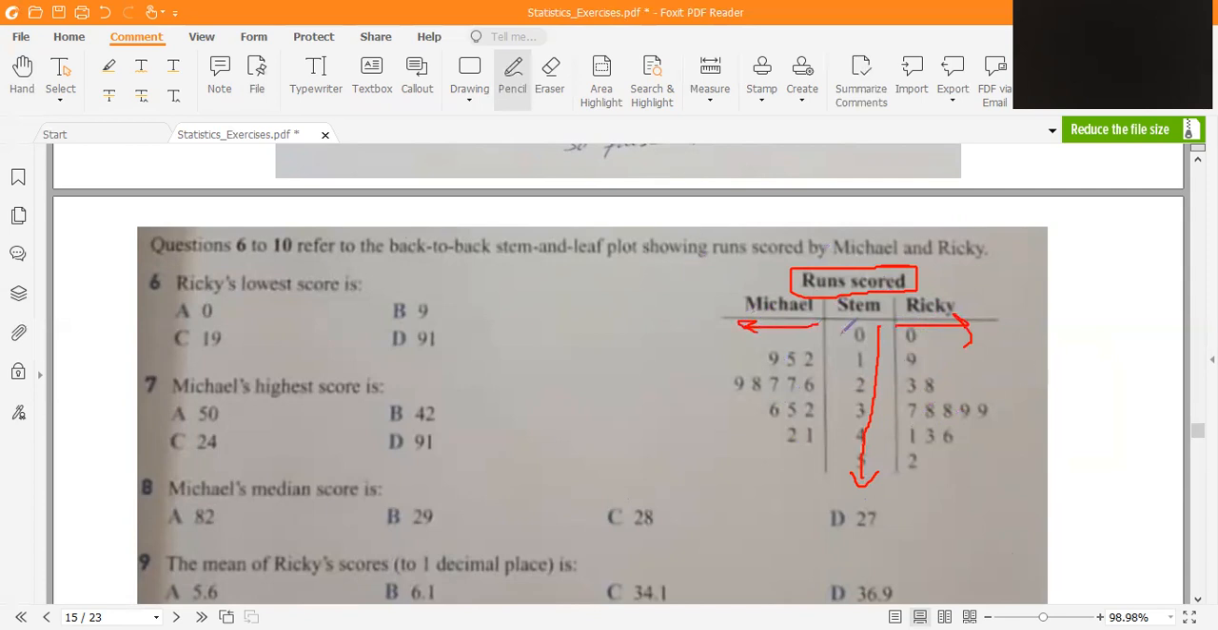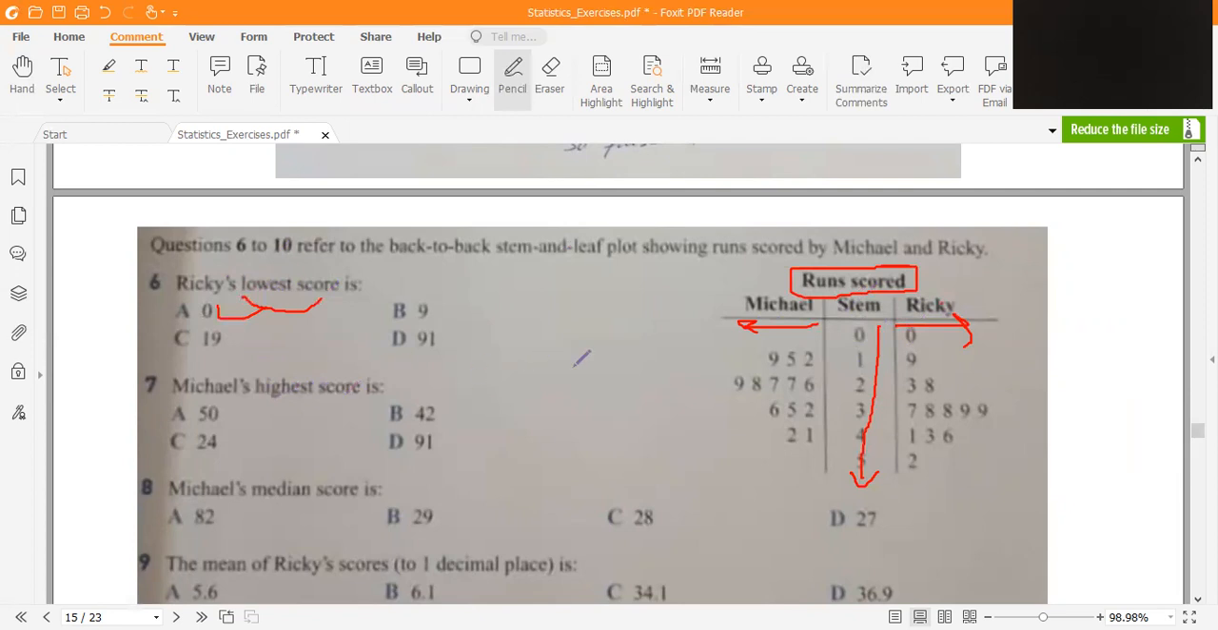For example, the lowest value for Ricky is 0, 0, so 0, but for Michael it is 1, 2, so 12. Ricky's lowest score, we begin with this value, 0, 0, from the stem to the leaf, 0, 0 is 0. So A is the correct answer.